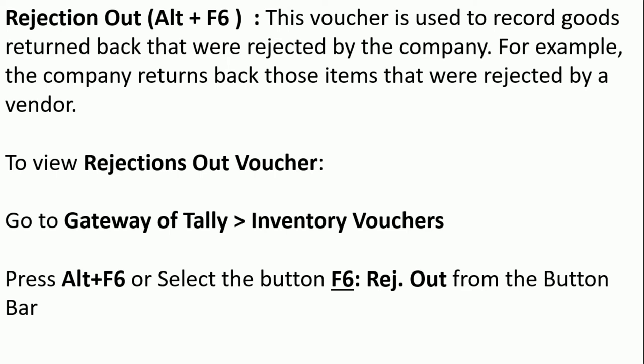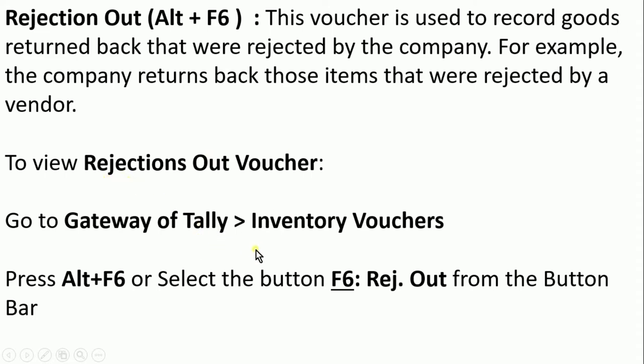Maybe we have purchased goods from a creditor, and in that some items are not good, and we will give them back to the creditor, and that we can do by using rejection out. And we will return the items, and then we will put the purchase return. Okay, so when we do the rejection in, we will put the sales return, and when we do the rejection out, we will do the purchase return.